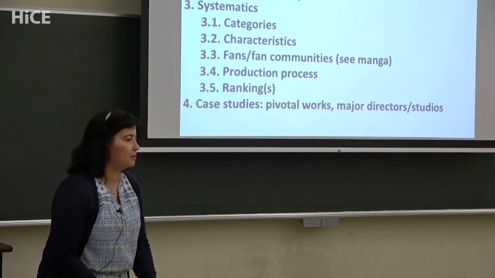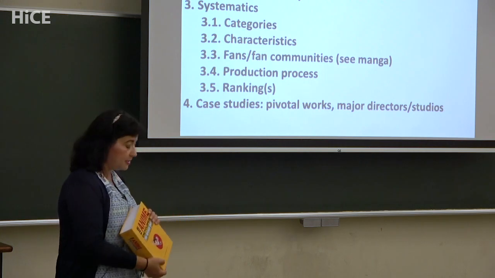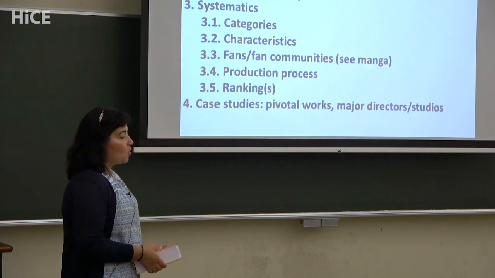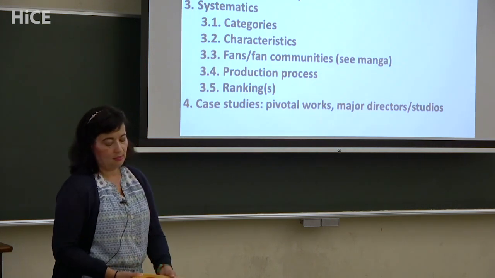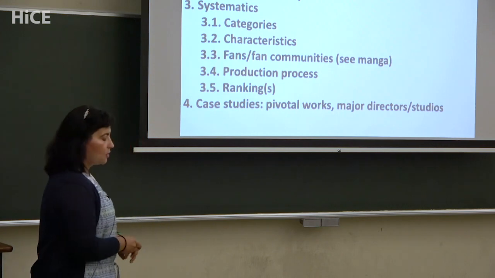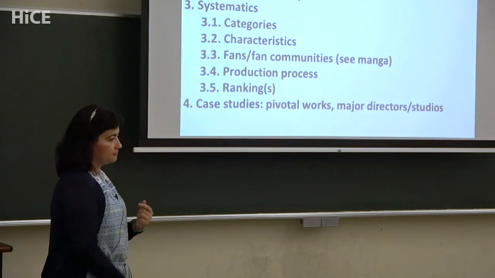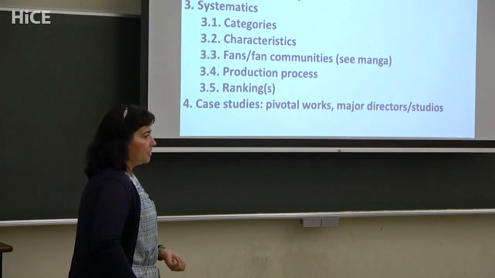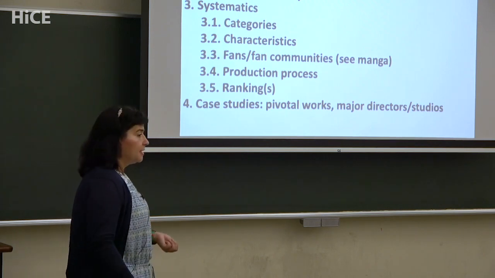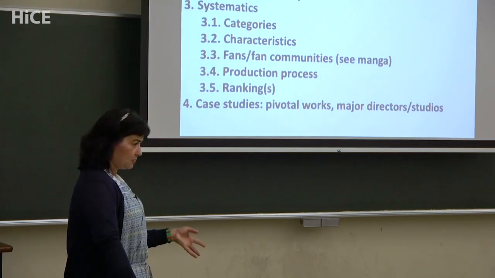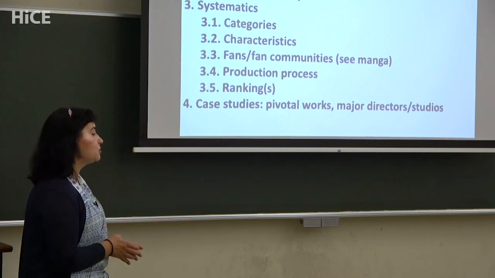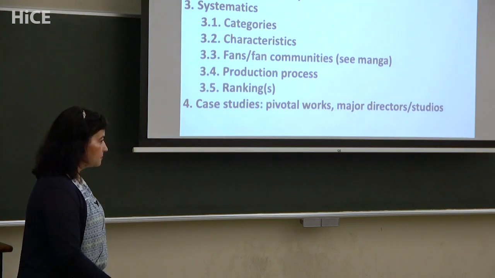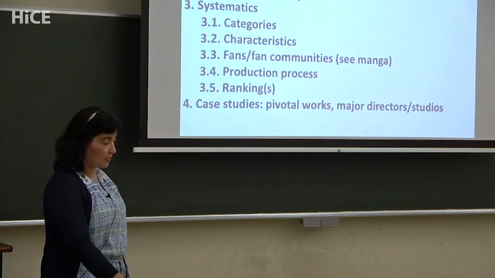And this one is called Anime Encyclopedia, A Century of Japanese Animation, and it includes all animation works, movies, series, and OVAs, so original video animation, released by the Japanese animation industry since 1917, when the first official Japanese animation work was released. This one is very informative and obviously very ethnographic. That's why I like it.